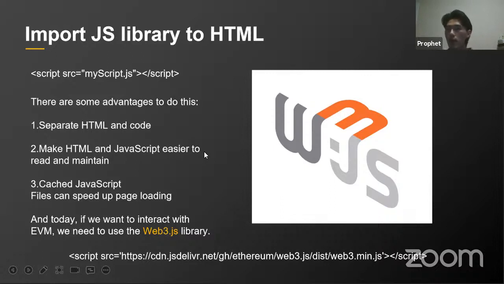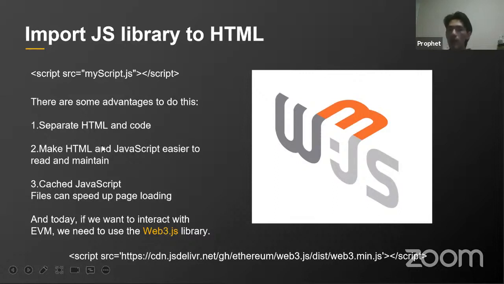If we want to use a library, we can use the script element, and src means source code, and we can give a path to it. It can be an online path or a local file system path. There are some advantages to doing this, because when one HTML file can use another JavaScript file's code, we can separate the HTML and the code.